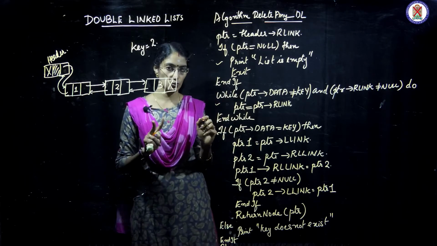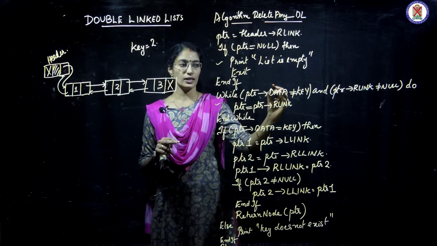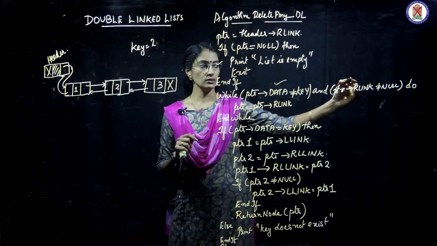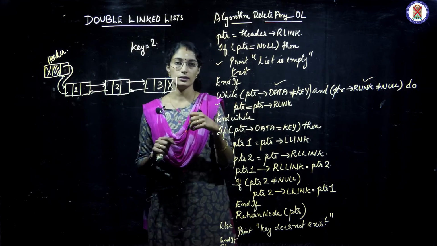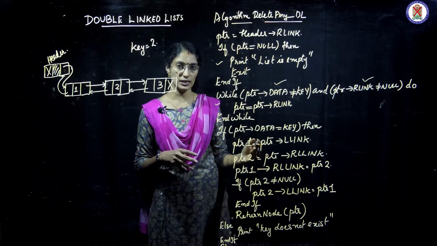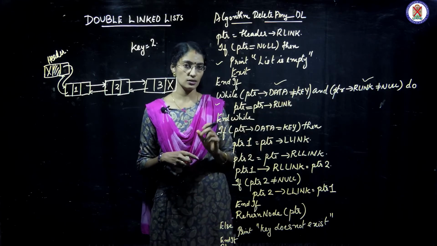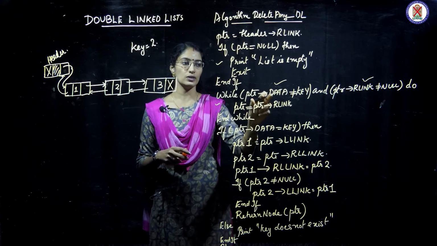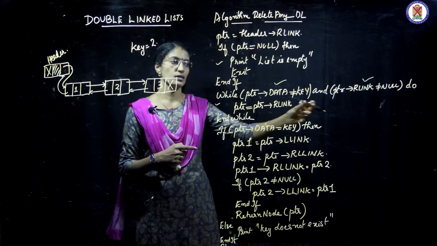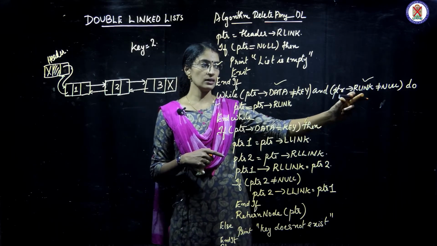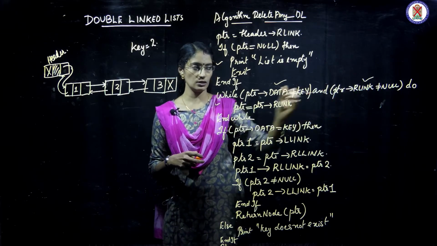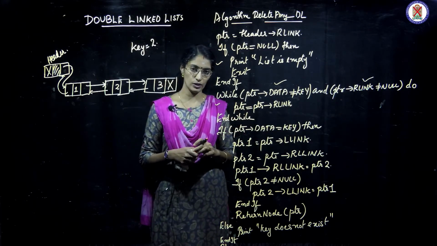and the while loop contains 2 conditions such that either you encounter the data part of the node with the key value, or you reach the end of the linked list. So the process of traversing goes forward until either of the conditions becomes false. So the condition will be you go forward while the data value is not the key value, and the right link of the present node is not a null value.